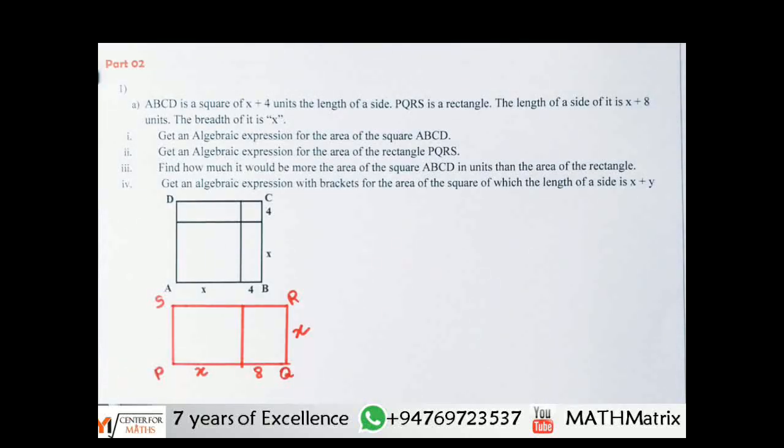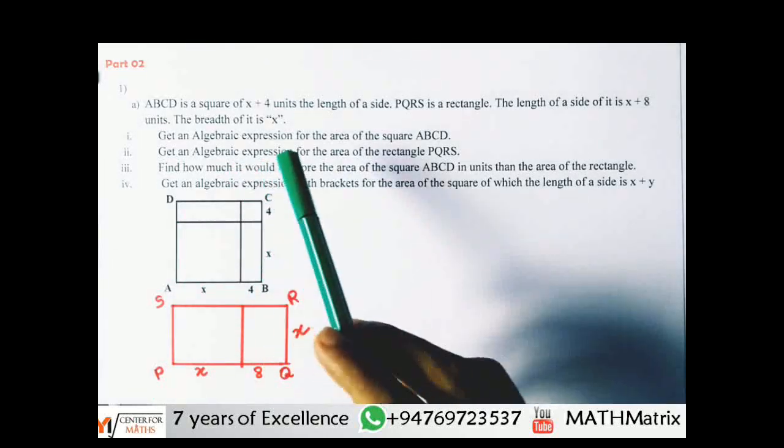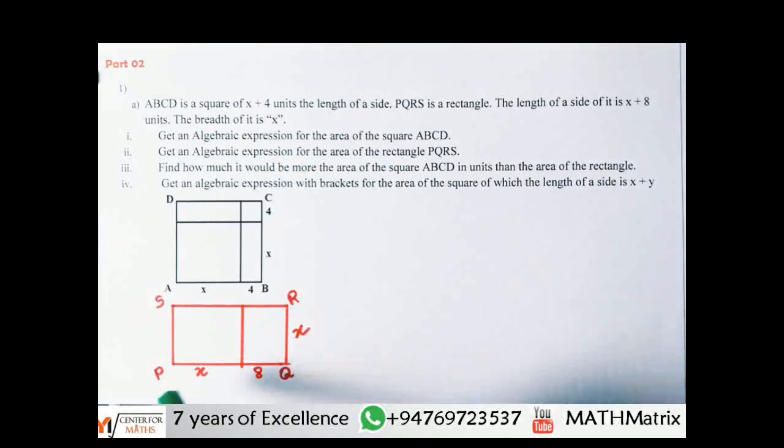And 10 marks for this. ABCD is a square of side x plus 4 units. PQRS is a rectangle. The length of it is x plus 8 units, and the breadth of it is x. Okay, right. So you can see that PQRS is a rectangle and ABCD is a square. That's how they have mentioned it, right? You can see, the length is x plus 8 and the breadth is just x.